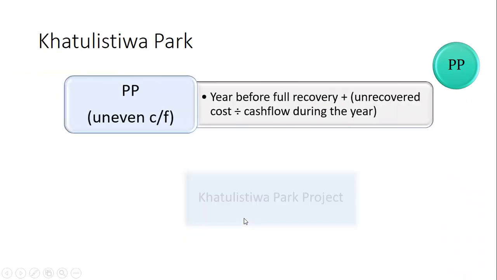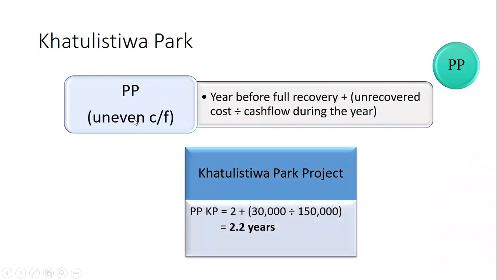Okay, we look at Khatulistiwa Park, the next project. This is a lump sum case, with uneven cash flows, so we apply the other formula. For the Khatulistiwa Park project, just now we had cash flows of 30, 90, and 100. During the first 2 years, if we take 3, that means it already exceeds. So we take 2 years.